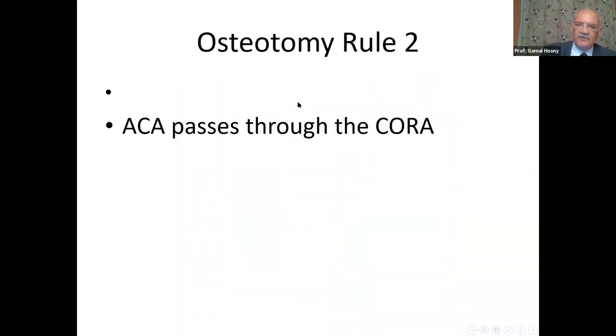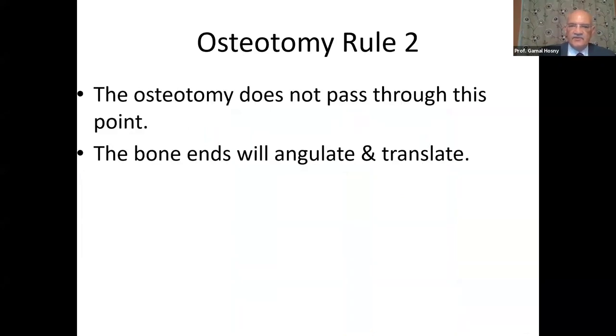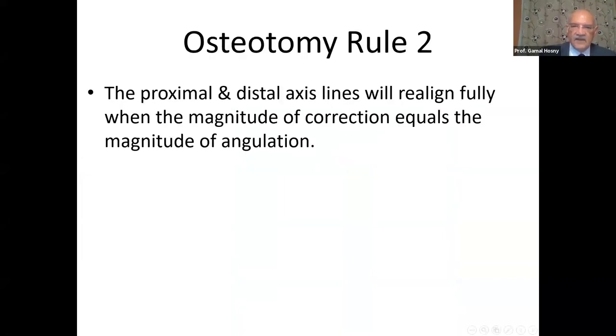Osteotomy rule number 2, the ACA passes through the CORA. So the ACA and the CORA are on the same line. But the osteotomy is not on the same line. So the osteotomy does not pass through this point. The bone ends will angulate and translate. However, the proximal and distal axis lines will realign fully when the magnitude of correction equals the magnitude of angulation.